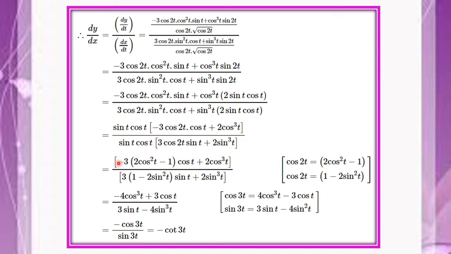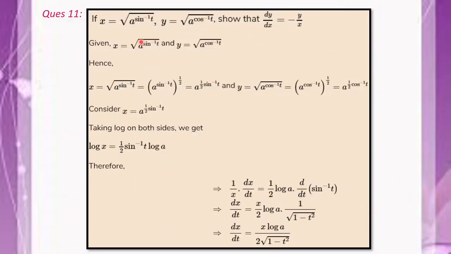Then in the next step, minus 3 as it is, cos 2t can be written as 2 cos square t minus 1. In the denominator 3 as it is, this cos 2t can be written as 1 minus 2 sine square t. And then if we open the bracket, minus 6 cos cube t plus 2 cos cube t will be minus 4 cos cube t plus 3 cos t. Same way in the denominator, and this is the formula. In the denominator it is the formula of sine 3 theta, and in the numerator if we take minus common, this is the formula of cos 3 theta, and minus cot 3t is the answer.